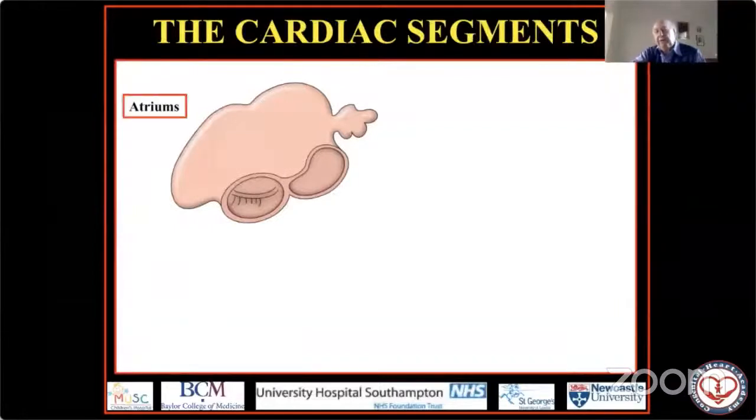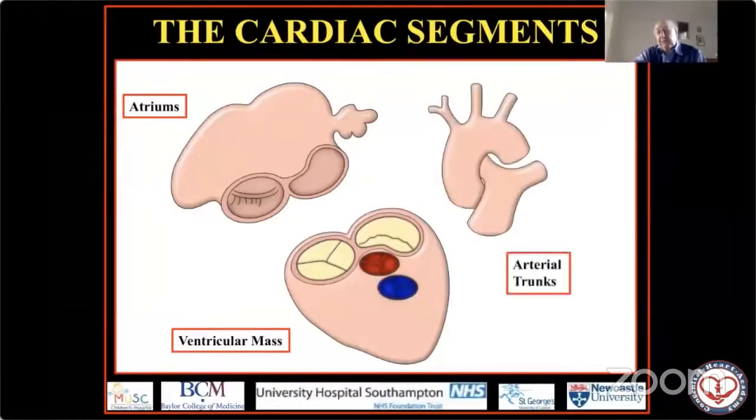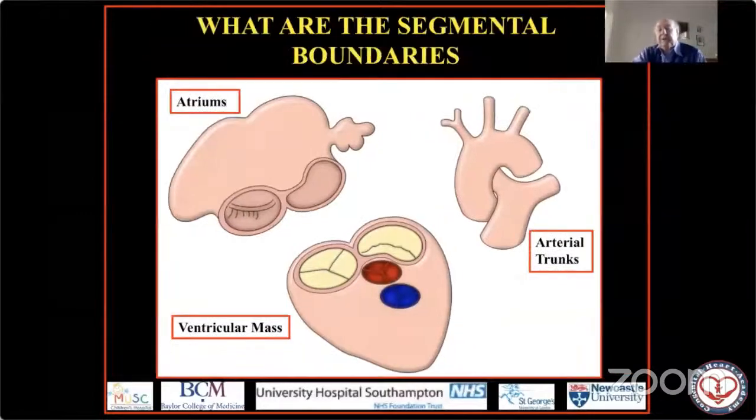So here you'll immediately recognize we have the atrial segment of the heart. And there we have what we can call the ventricular mass. Then the third segment, of course, is the arterial trunks. Now, when Richard introduced the segmental approach, clinicians were identifying these segments using angiography, and echocardiography at that stage was very much in its infancy.